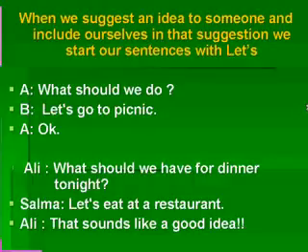So in this example, Salma is suggesting to eat at a restaurant, and she starts her sentence with let's. It means that Salma is including herself, and this suggestion of eating at a restaurant is not only for Ali, it includes Salma as well. So remember that when you make suggestions in which you include yourself, and that suggestion is not only for the person you are talking to, but includes you too, you start your sentences with let's.